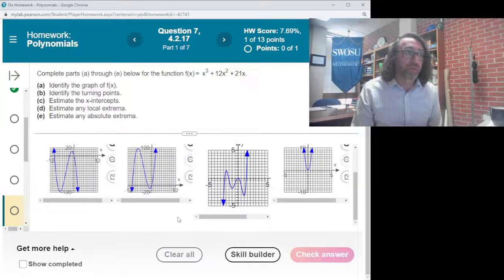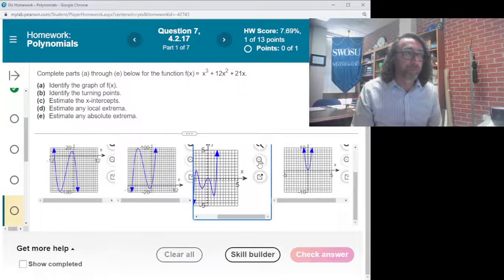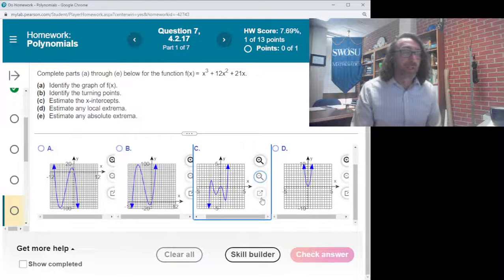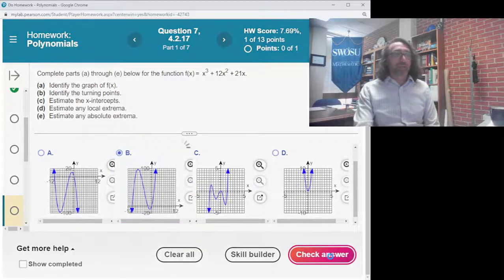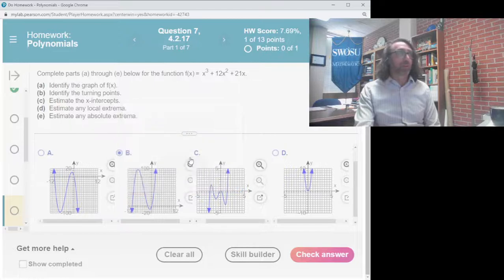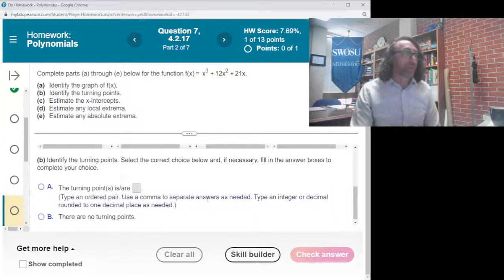So this cannot possibly be the graph, because a degree 3 polynomial can have at most 3 x-intercepts. So I'm going to make an educated guess and say this is graph B. Wonderful, got the right answer.